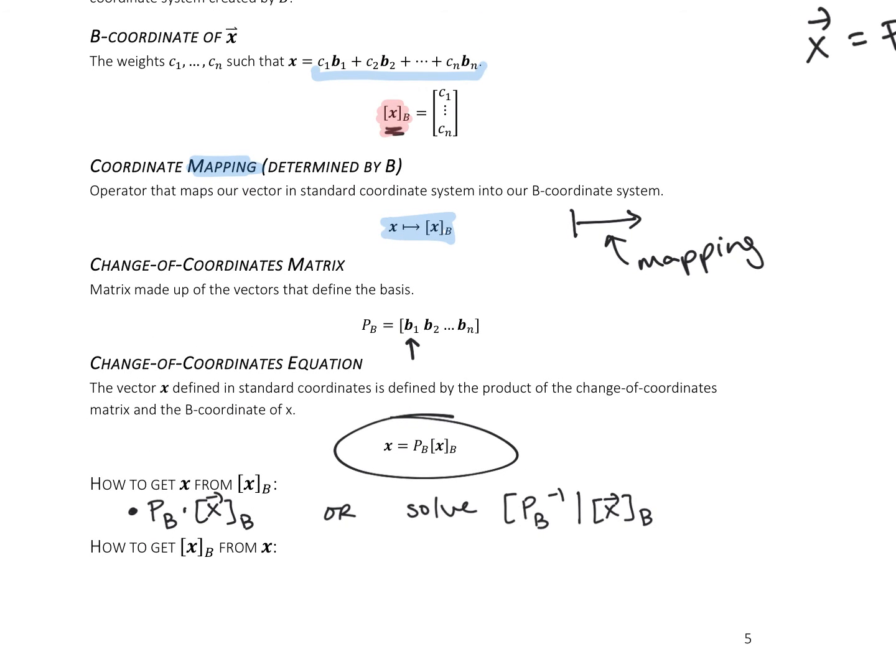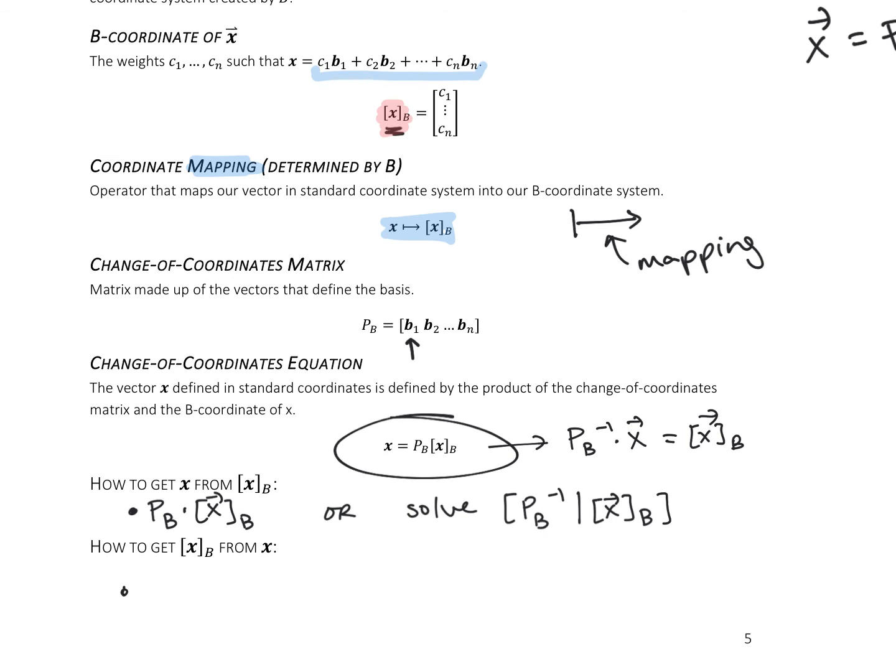Let's try that again. If you think about it, that's one way to solve for x sub b. If I multiply both sides by the inverse, B inverse times x is going to equal my x coordinate of b.